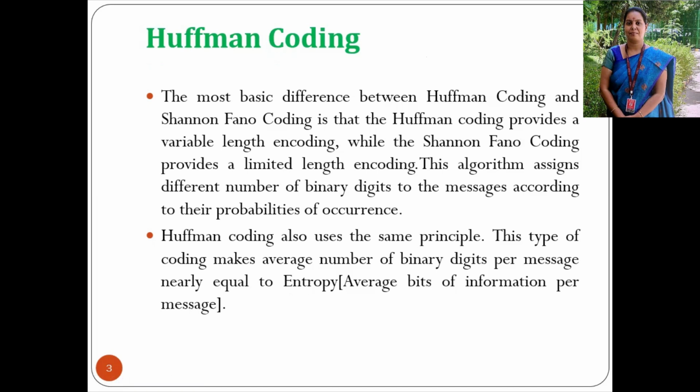The Huffman coding algorithm assigns a different number of binary digits to the messages according to their probabilities of occurrence. Huffman coding also uses the same principle as Shannon-Fano coding, but this type of coding makes the average number of binary digits per message nearly equal to entropy. Normally we call entropy the average number of bits per message.